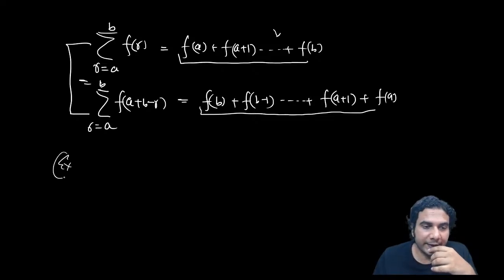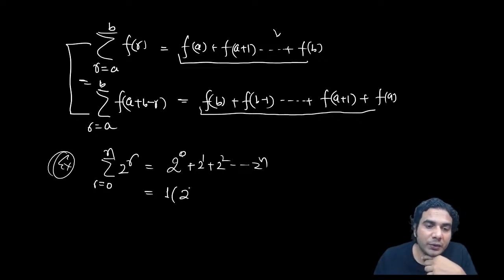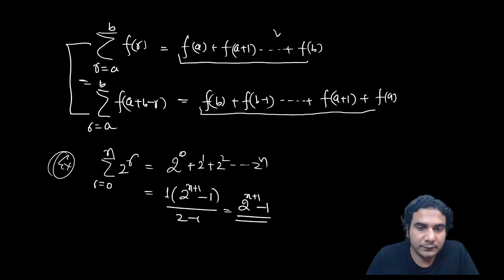Suppose let's do one example, not of this, but of sigma. If you have sigma of 2 raised to r from say 0 to n, then what is this written as? This is written as 2 raised to 0 plus 2 raised to 1 plus 2 raised to 2 and so on up to 2 raised to n. So which series is this? This series is nothing but a geometric progression. So you can write the answer: first term into common ratio to the power number of terms, n plus 1, minus 1, divided by 2 minus 1. That is 2 raised to n plus 1 minus 1. So this is the summation. I hope you got it.